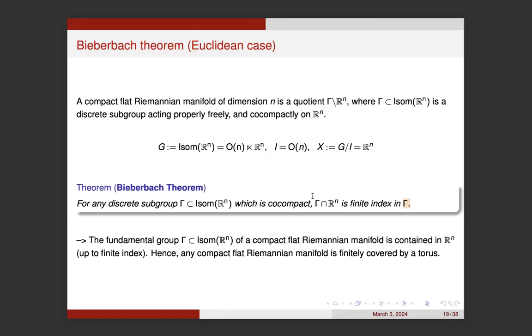When I take the intersection of gamma with the translation part, for any discrete subgroup of the isometry group which is co-compact, I get a finite index subgroup of gamma. So this gamma intersection with Rn is contained in Rn, so I can take Rn to be the synthetic whole of a finite index subgroup of gamma. So this theorem says exactly that any compact flat Riemannian manifold is standard, and the synthetic whole I can take is precisely Rn, the translation part.